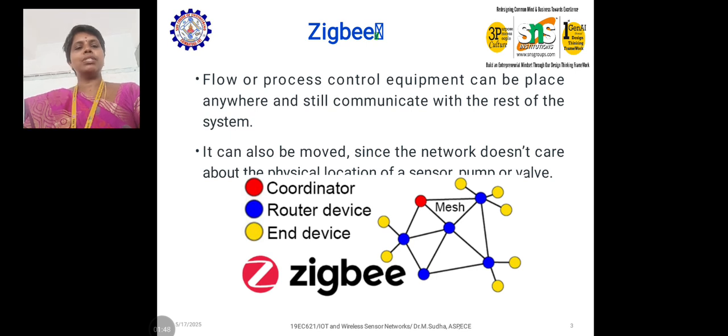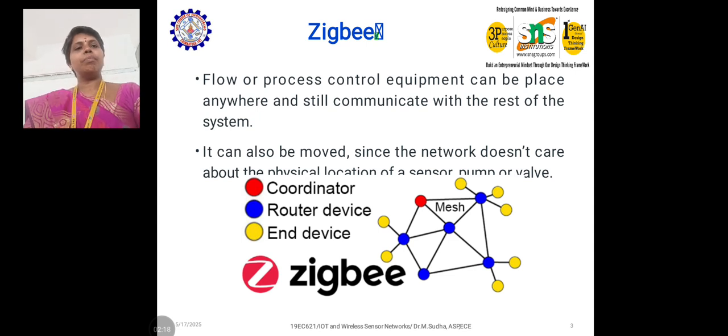Coming to this slide, we can see the image. This is a simple Zigbee protocol, how it is used. Flow or process control equipment can be placed anywhere and still communicate with the rest of the system. It also can be moved since the network does not care about the physical location of the sensor. Here we see the image, and the red color indicates the coordinator, that is the main node, the blue color indicates the router node, how the routing process is happening, and the yellow color indicates the end node.